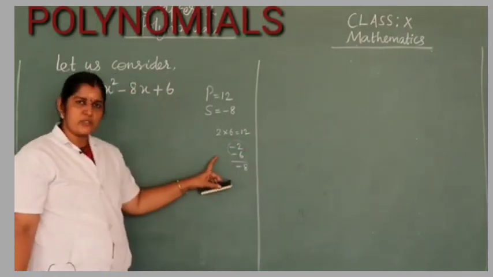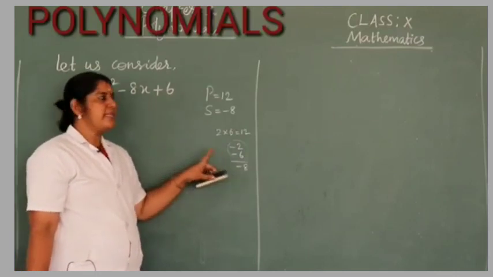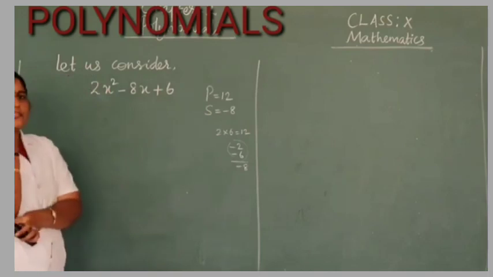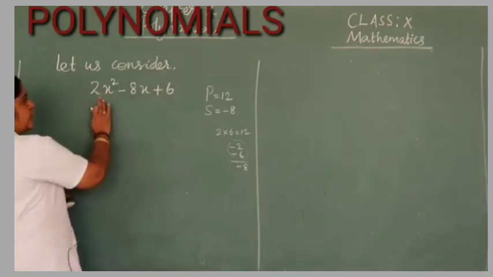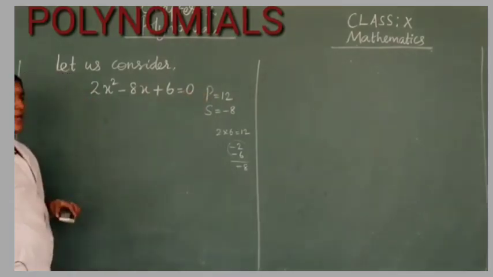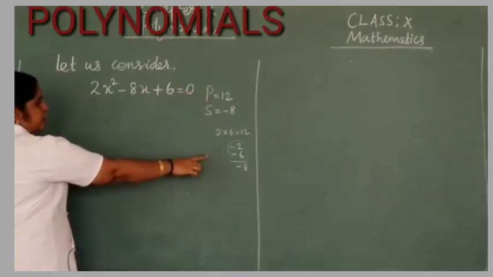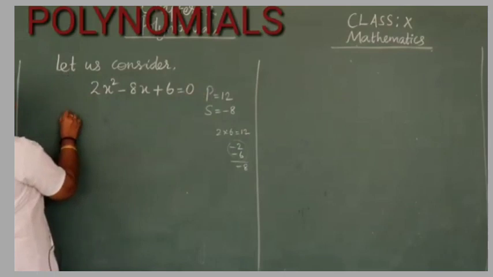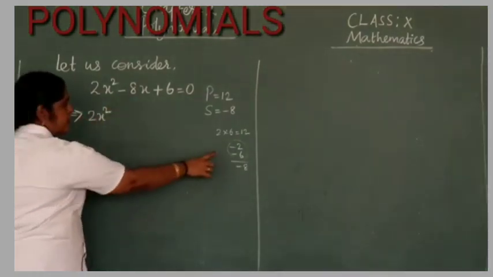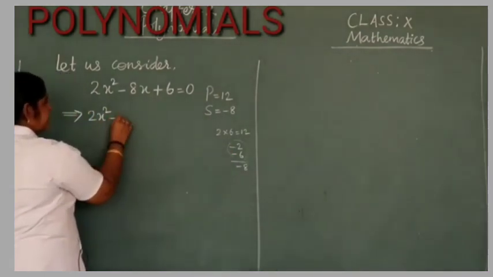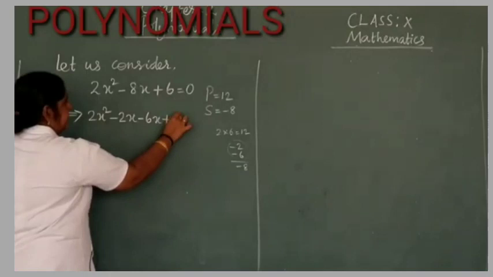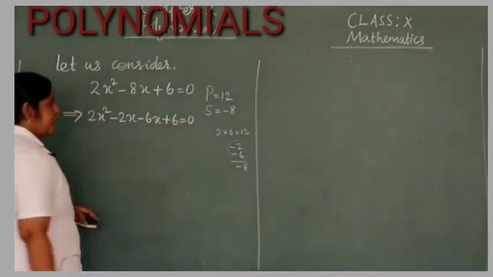So using these two numbers we are going to split the middle term of this quadratic polynomial, and you know that to find the zeros we need to equate this quadratic polynomial to 0. Now using the two numbers we are going to split the middle term. So this implies 2x square minus 2x minus 6x plus 6 equals 0.